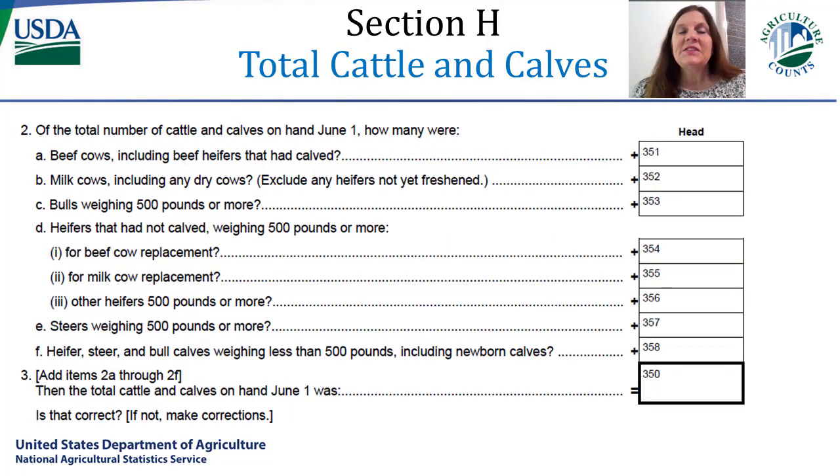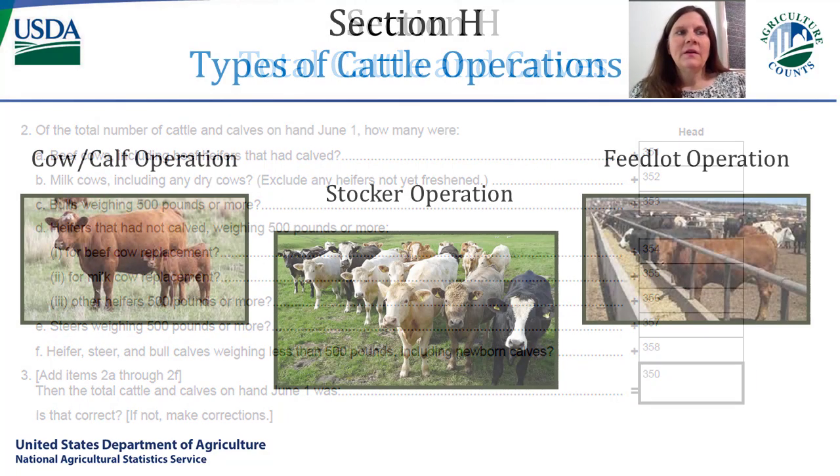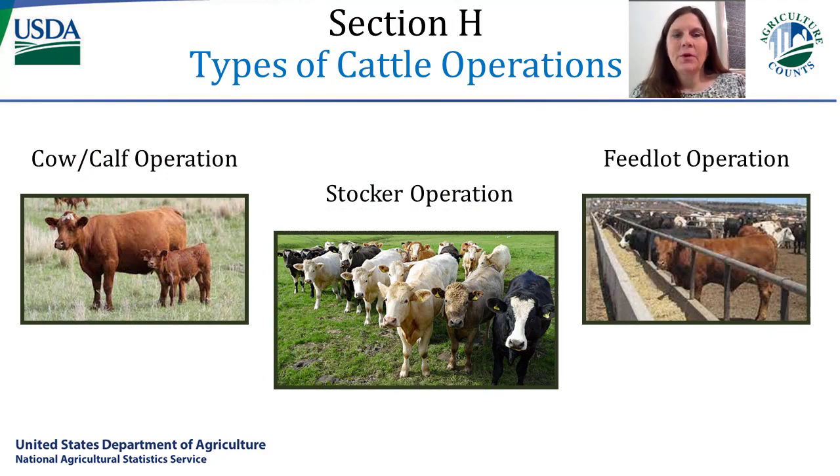Inventory. This section deals with the number of cattle and calves on hand June 1. This includes beef cows, milk cows, bulls, heifers, including beef replacement heifers, milk replacement heifers, and other heifers, as well as steers and calves. You need to break out the total inventory into each of these categories. Most operators will know what they have, but some may not know exact numbers. Do your best to get their best numbers and verify that the boxes all add up to the total on hand.